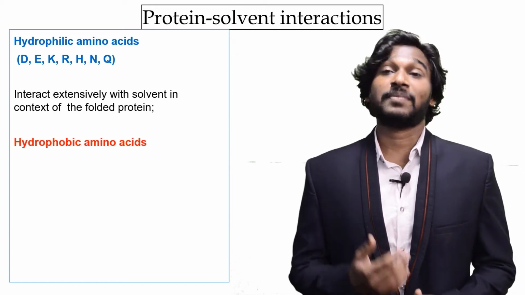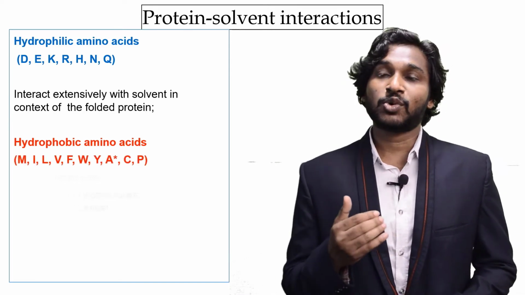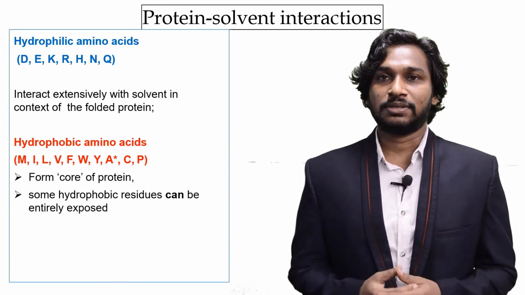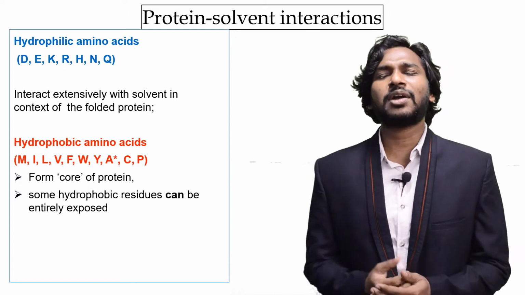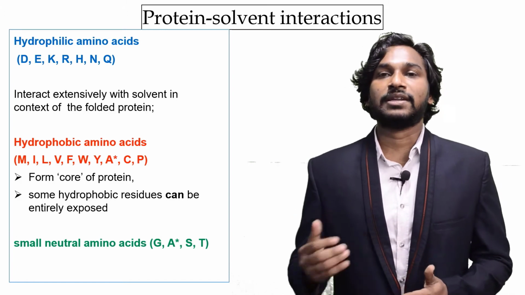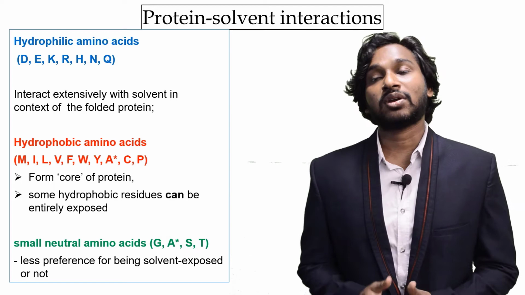And the hydrophobic amino acids like isoleucine, leucine, valine tend to form the core of the protein. That is, they are buried within the folded protein. Some hydrophobic residues can be entirely exposed or partially exposed. There are some neutral amino acids like glycine, alanine. They have less preference for being solvent exposed or not being exposed.